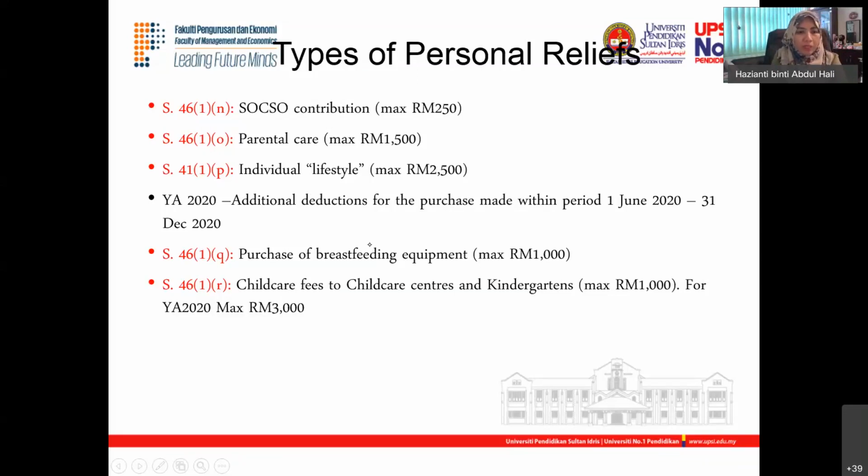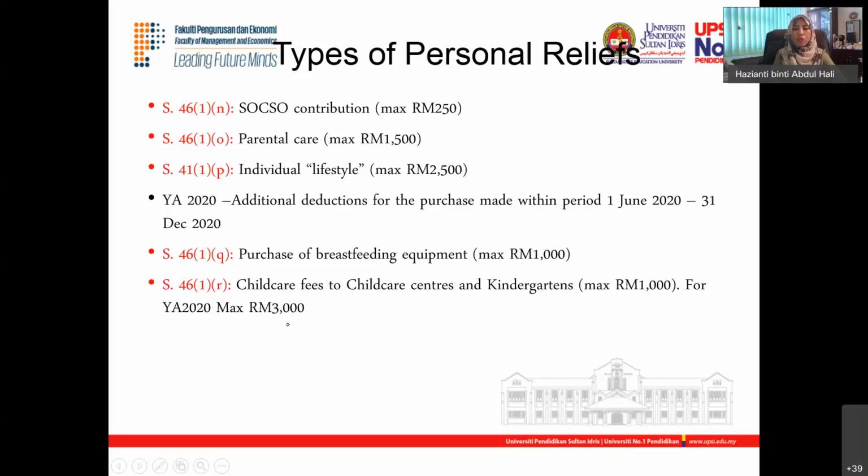46.1Q, purchase of breastfeeding equipment maximum 1,000, dengan syarat anak tu berumur bawah 2 tahun. 46.1R, childcare fees to childcare center and kindergarten. Okay, maximum 1,000. For year assessment 2020 ni dia naikkan, maximum that an individual can claim is 3,000. So year 2020 ni dia memang special sikit.